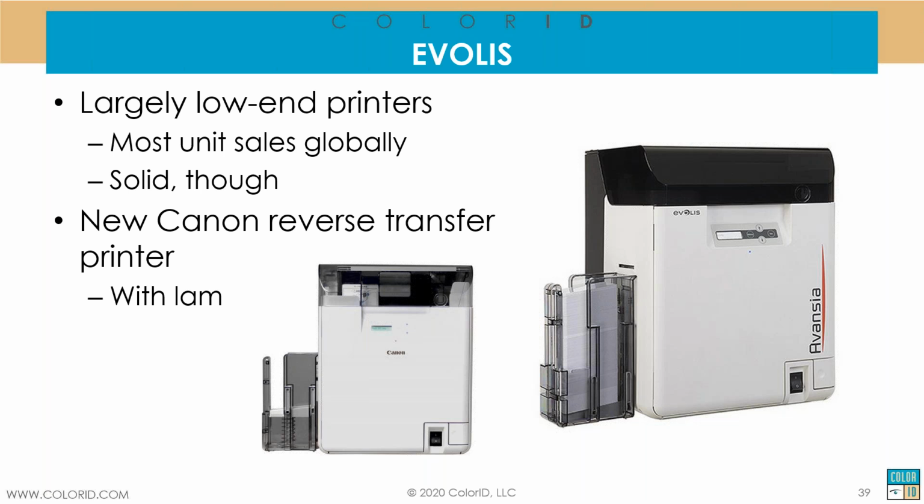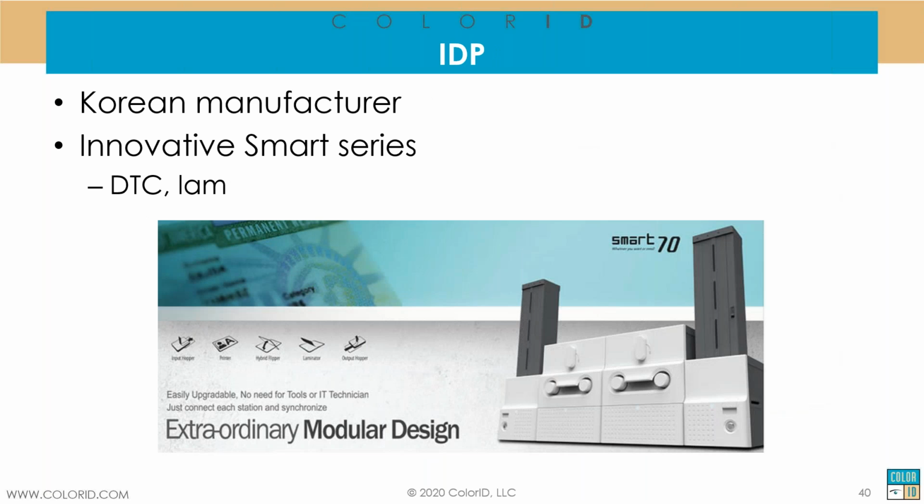Another is EVOLIS, which says it has sold more printers than anybody around the world. A lot of them have been the less expensive single and dual side models, just to crank out IDs for businesses and whatever. But they're solid, they make good printers. They recently introduced the Avancia, a reverse transfer printer made by Canon, who also sells it under their own brand. So Canon, jumping out of the multi-function device, has added a reverse transfer ID card printer.